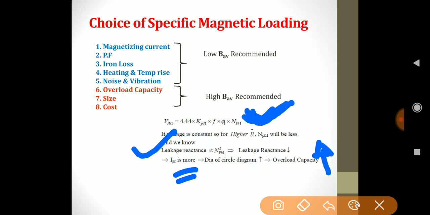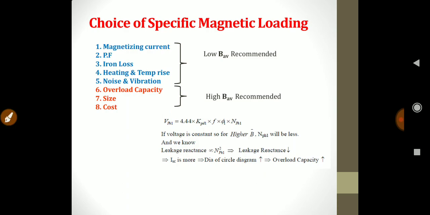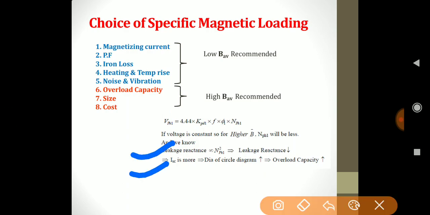Overall, what we said is, if you have high value of BAV, you will get better overload capacity. That's the justification you can understand out of it. And all these things, especially these last two lines written here, you will understand if you understand the circle diagram.